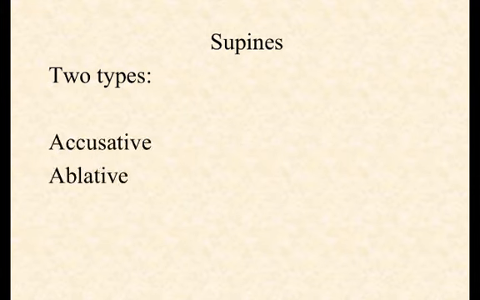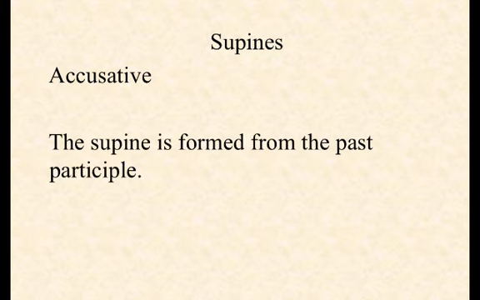Now, the supine is a relatively rare grammatical item, but if you're going to know Latin, you do need to know about it. Now, there are two types of supines. You have accusative and ablative supines. Let's start with the accusative. The supine is formed from the past participle.